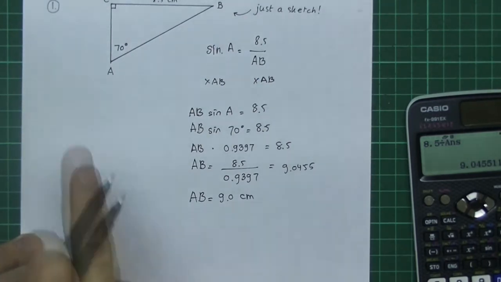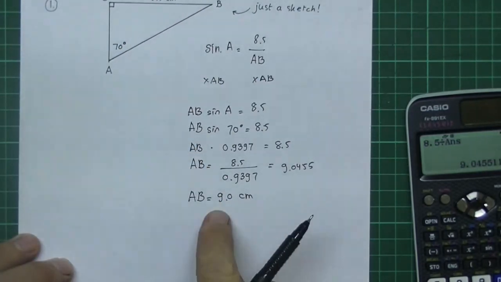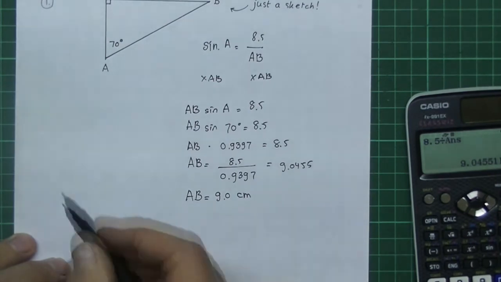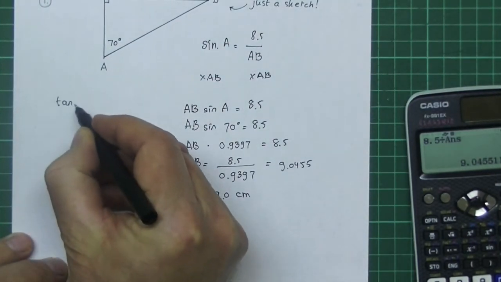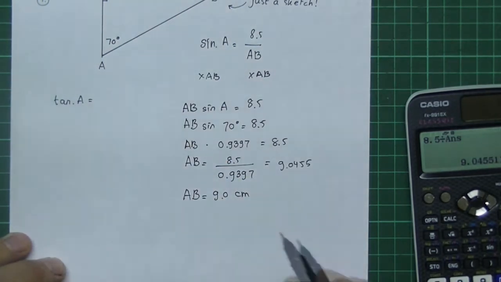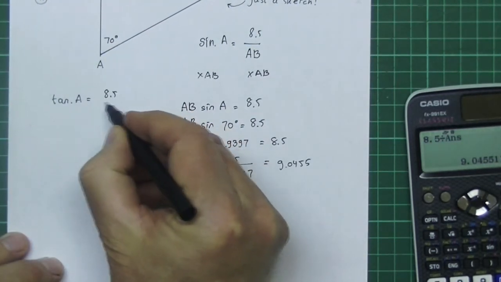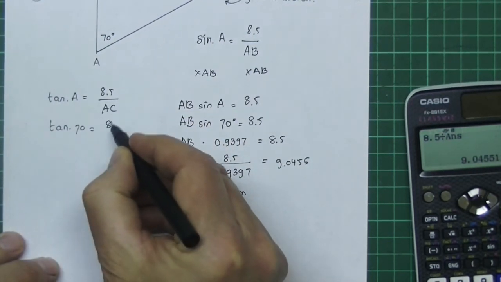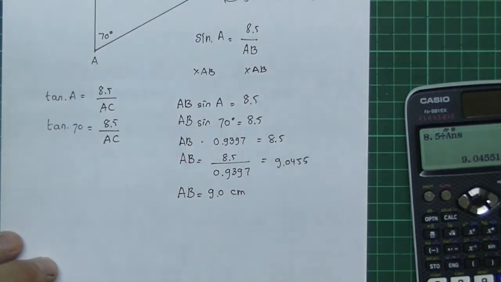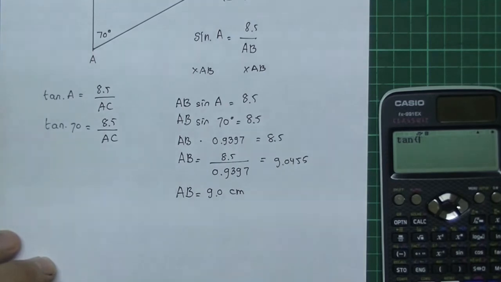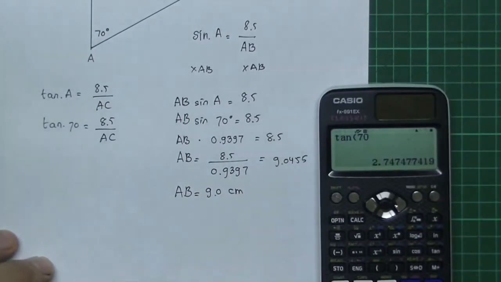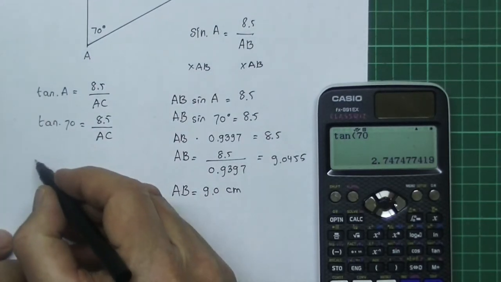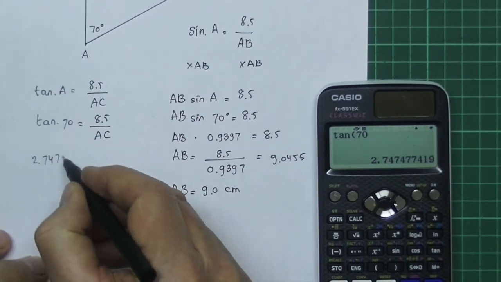Of course, AC I can measure with Pythagoras because I know the hypotenuse and I know the other side. But if we use trig, then in this case we will use the tangent of A, and the tangent of A is 8.5 over AC. So now we have the tangent of 70 equals 8.5 over AC. All right, and the tangent of 70 equals 2.74477. All right, so I will write 2.7475 equals 8.5 over AC.